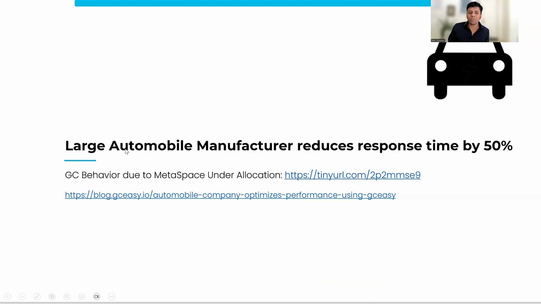This problem happened in a very large automobile manufacturer. They had the same consecutive full GC problem. Because they were able to address it, they were able to improve their response time by 50%. Think about it, my friends. How many times in your career are you able to improve your overall application response time, that too by 50%? You can achieve that if your application is suffering from memory under allocation. So now let's look into this.